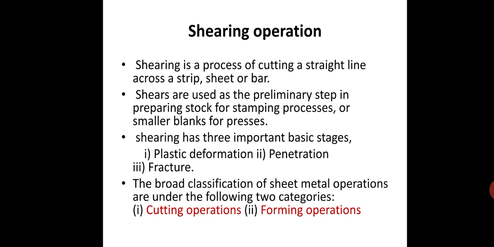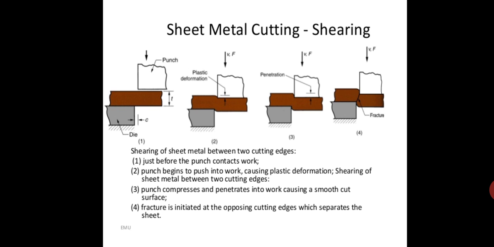Sheet metal operations are broadly classified into two categories: cutting operations and forming operations. First, sheet metal cutting, shearing. The four diagrams show how the shearing operation occurs. In the first one, just before the punch contacts the workpiece, the lower part is the die, the upper part is the punch, and in between the sheet metal is placed.